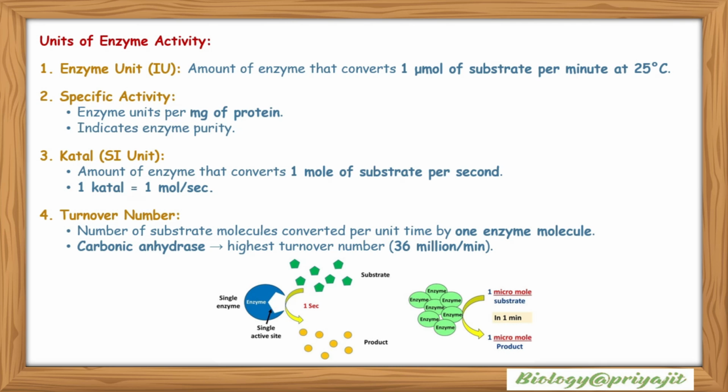So what is turnover number? We know that the number of substrate molecules converted per unit time by one specific enzyme molecule is the turnover number of that particular enzyme. So we know that carbonic anhydrase has the highest turnover number, that is 36 million per minute. That means in a single minute carbonic anhydrase enzyme can convert 36 million molecules into product.